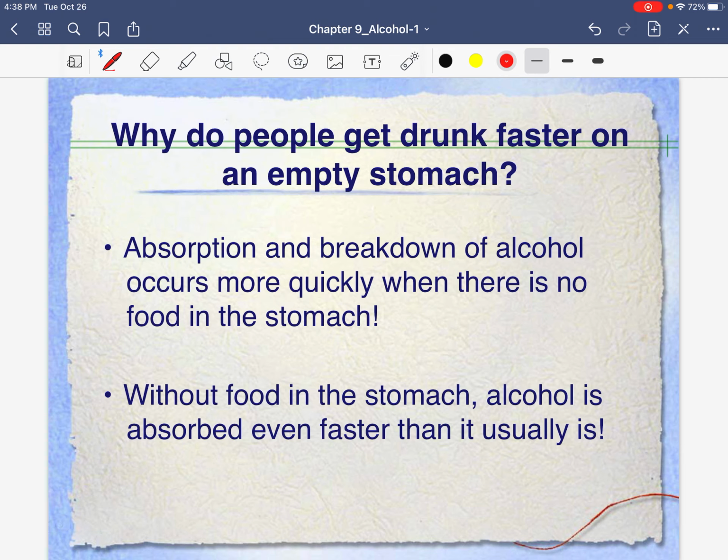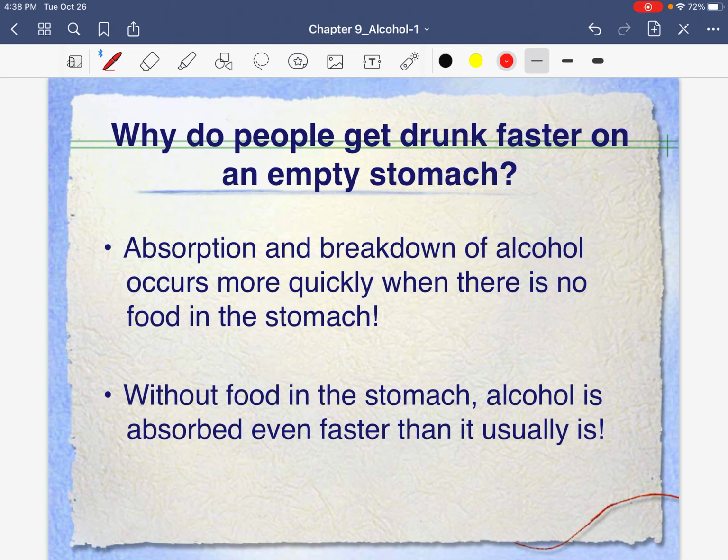People ask me these questions over the semester, so sometimes I just put a slide in because I figure some of you are thinking these questions. So for example, why do some people get drunk faster than others? Or why do people get drunk faster on an empty stomach? If you don't have any food in the stomach, that removes even another barrier. Now, the alcohol can be absorbed more quickly.